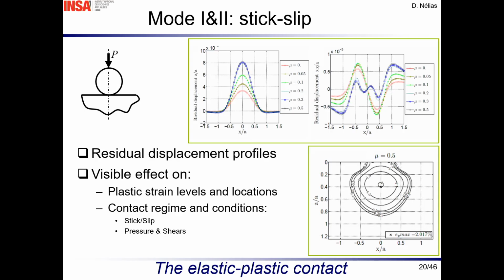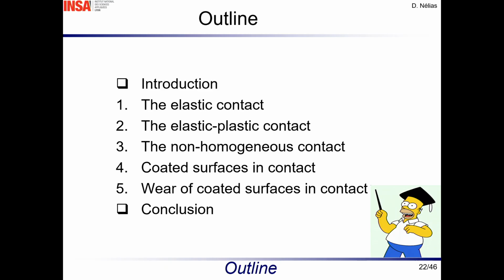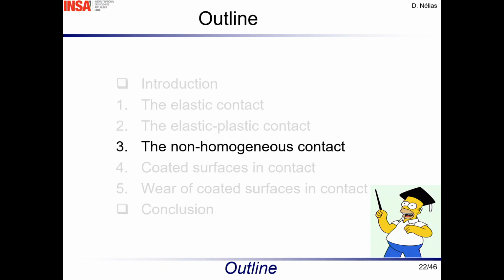Then we can do that for stick slip. This is mode 2, when you have a variation of the normal load. Okay. Now I would like to go to the effect of coating.